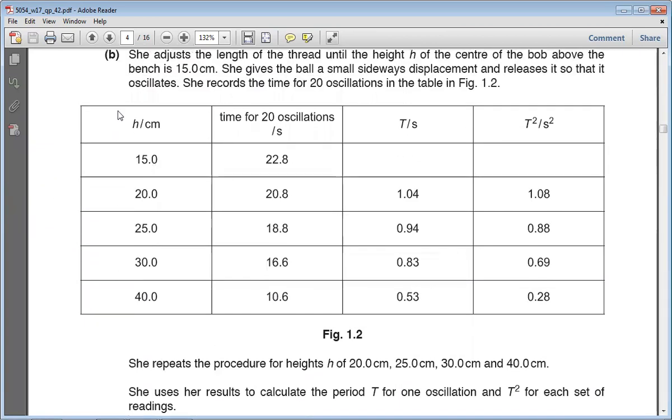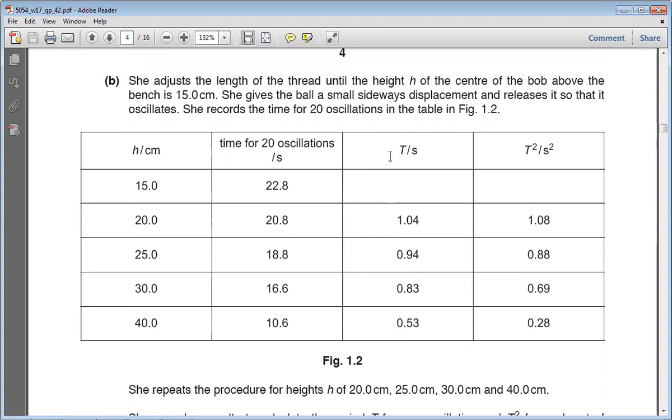Now you can see here in this table, this is the height of that clamp above the bench, and this is the time for 20 oscillations. So she swings that pendulum, and she notes how much time it takes for 20 swings. For example, in this first row, for 20 oscillations, the pendulum has taken 22.8 seconds. So this T means the time taken for one oscillation. You can find it easily. You just divide that 22.8 by 20. That will give you the time period for one swing. Then whatever time period you get, you have to square it.